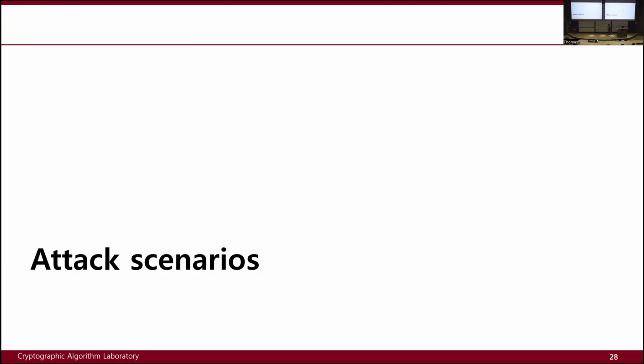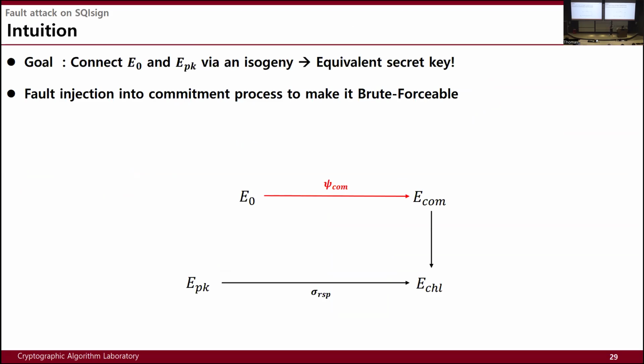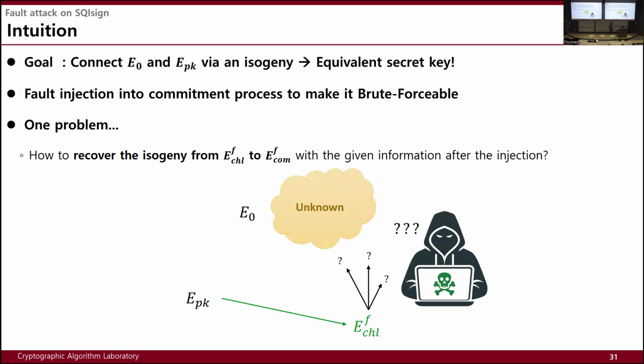Okay, let's get into the attack scenarios. My goal is to connect the starting curve and the public key curve via an isogeny, which is equivalent to the secret key. And the fault injection into the commitment process makes it brute-forceable. But there's one problem. The attacker cannot recover the isogeny from the faulty challenge curve to the faulty commitment curve with the given information after the injection. Why does this happen?